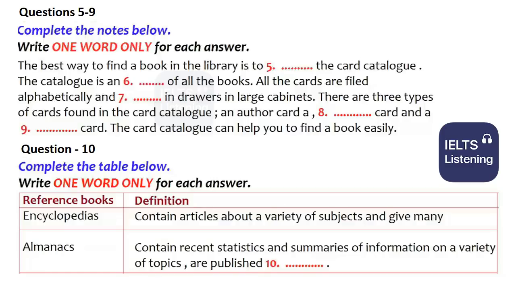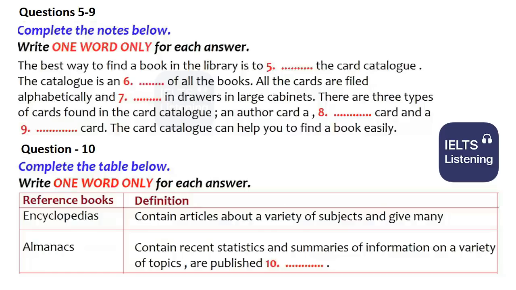Next is atlases. An atlas is a book of maps. It may contain many different kinds of maps. The maps in an atlas are often arranged alphabetically by country or continent. Almanacs are also a type of reference books. An almanac is a book that contains recent statistics and summaries of information on a wide variety of topics. It is published annually. Information is listed alphabetically by subject.